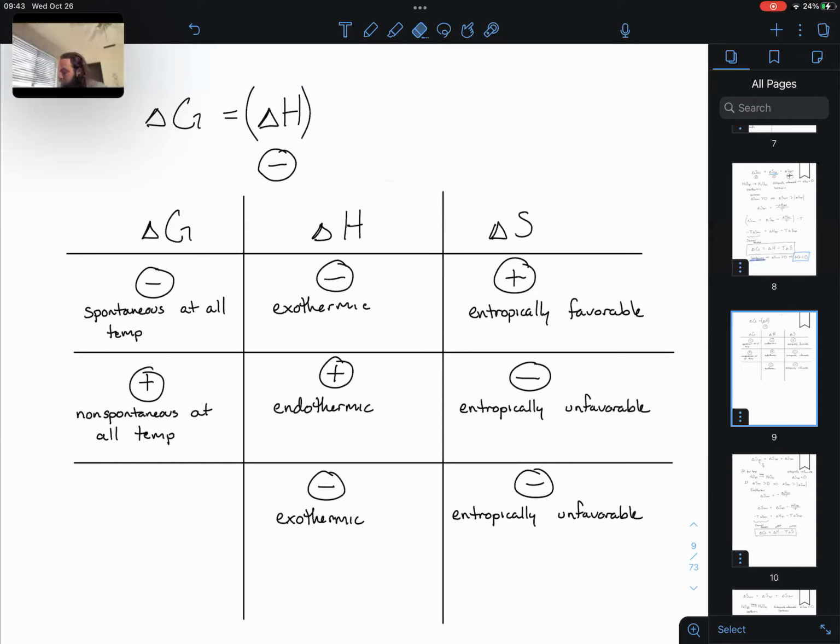then delta G will be negative because my delta H is negative, right? So at low temperatures, this term right here, the negative T delta S, is very small. So at low temperatures, this is a very little positive value. And so it's going to be spontaneous at low temperatures.